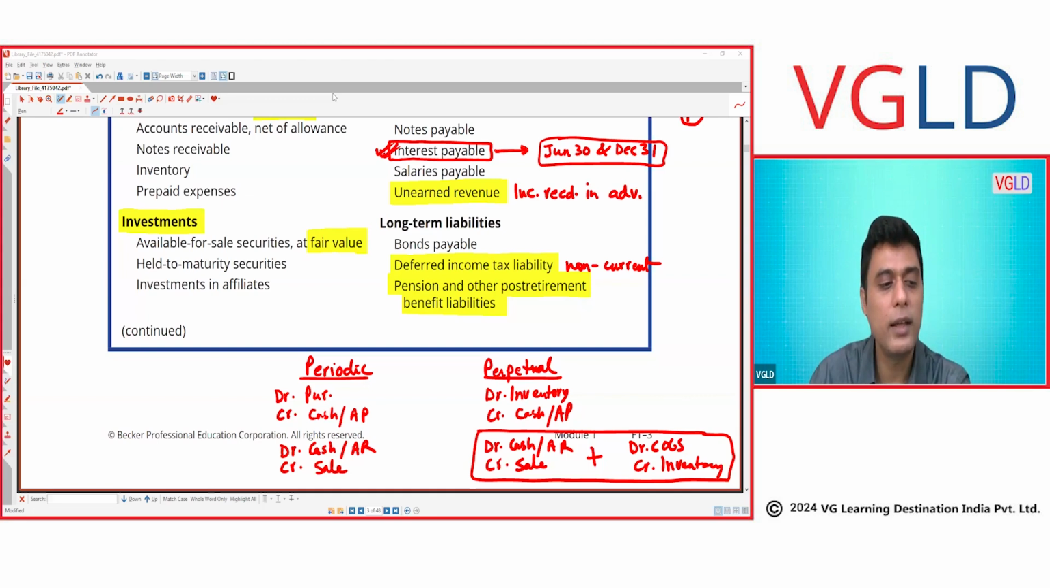So here, it has not been defined properly. In your module, it has not been defined in exact words what potential investor means. Anybody who has the ability and the willingness to invest in the shares of the company is a potential investor. So both ability and willingness must be there. Somebody who has the ability but no willingness is not a potential investor. Somebody who has the willingness but does not have the ability is also not a potential investor.